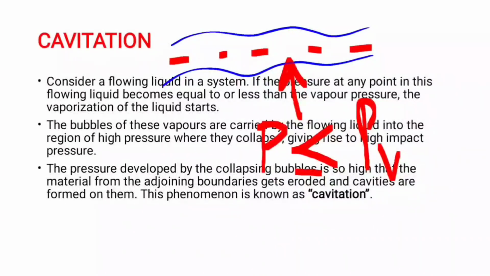The bubbles of these vapors are carried by the flowing liquid into the region of high pressure where they collapse, giving rise to high impact pressure. The pressure developed by the collapsing bubbles is so high that the material from the adjoining boundaries gets eroded and cavities are formed on them. This phenomenon is known as cavitation.